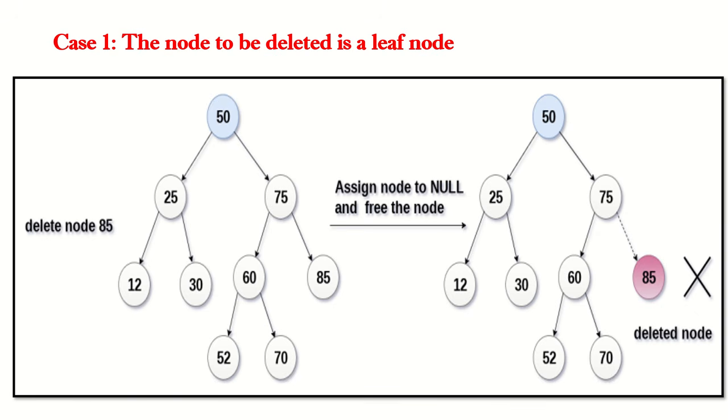Imagine that in this diagram, there are 5 leaf nodes, namely 12, 30, 52, 70 and 85. Deleting a leaf node is very simple. You have to assign the node to null and you delete that node from the tree.